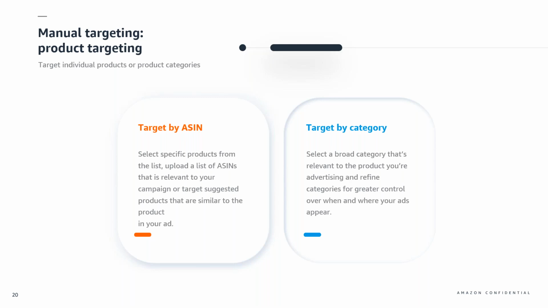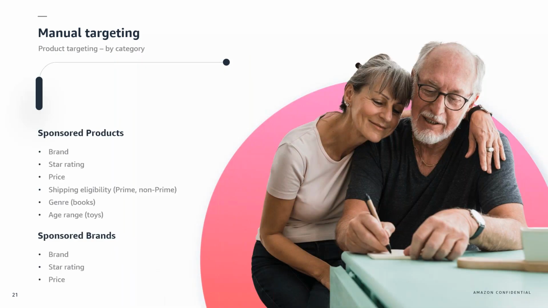Okay, and how can you refine these? For sponsored products, you can refine categories by brand, star rating, price, shipping eligibility, as well as genre for books and product age range for toys. With shipping eligibility, you can target Prime or non-Prime shipping eligible products, for example, and with genre and product age range targeting, you can easily refine your targeting for nuanced categories such as books and toys.